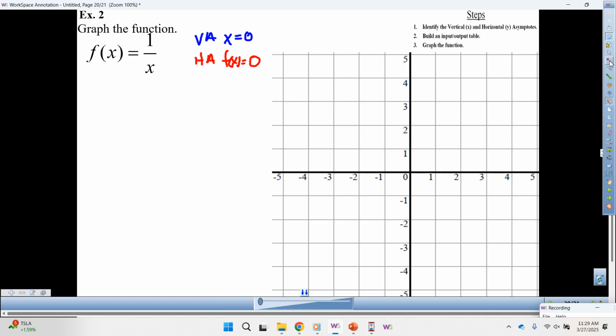All right, so let's graph those really quick. X is right here, and it's our VA, so it's going up and down. And then our HA at Y0, and then we go sideways. There's our invisible lines. So those are our asymptotes, which means our graph cannot touch those lines. Are we there so far?